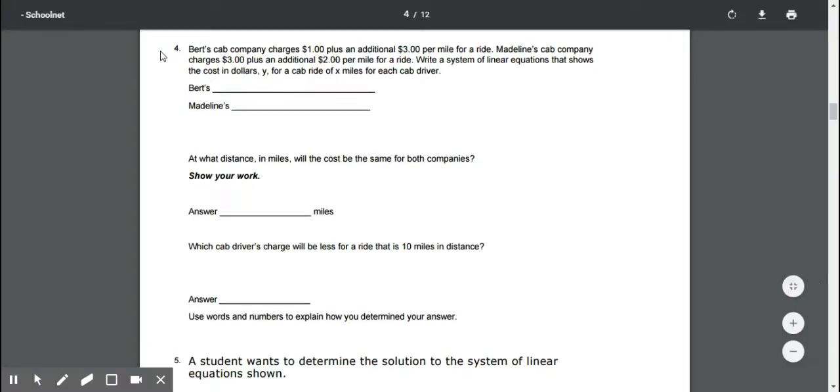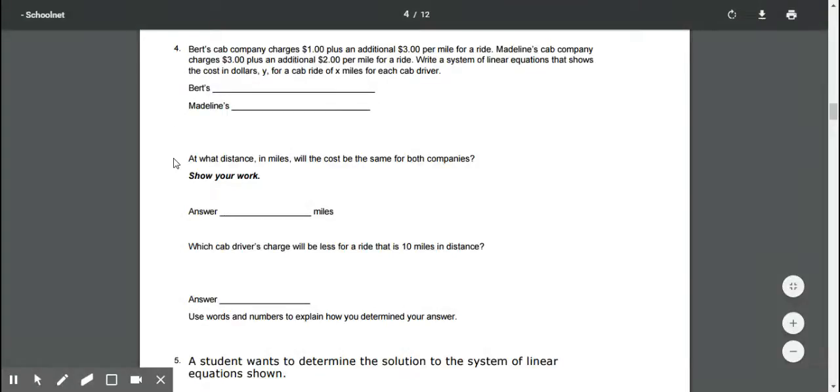Question 4. Bert's cab company charges $1 plus an additional $3 per mile for a ride. Madeline's cab company charges $3 plus $2 per mile for a ride. Write a system of linear equations that shows the cost in dollars y for a cab ride of x miles for each driver. A linear equation for Bert's cab company, a linear equation for Madeline's cab company.